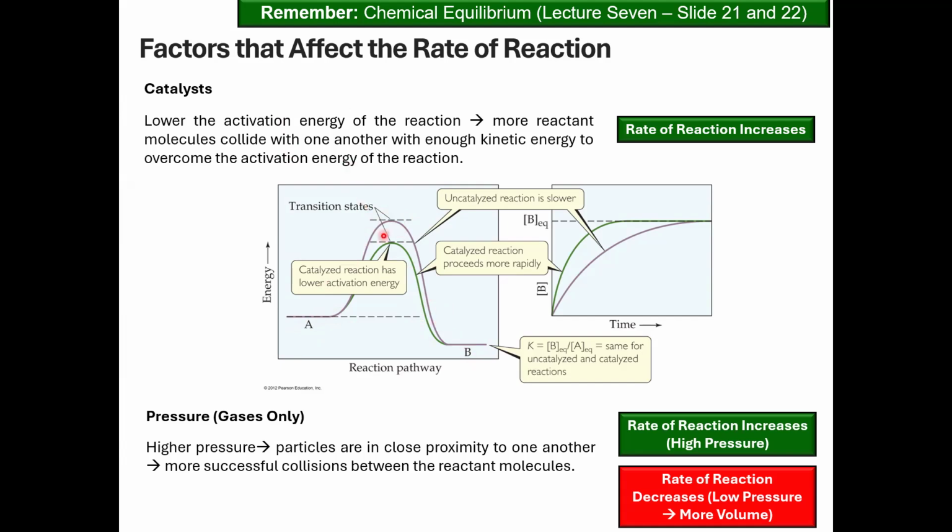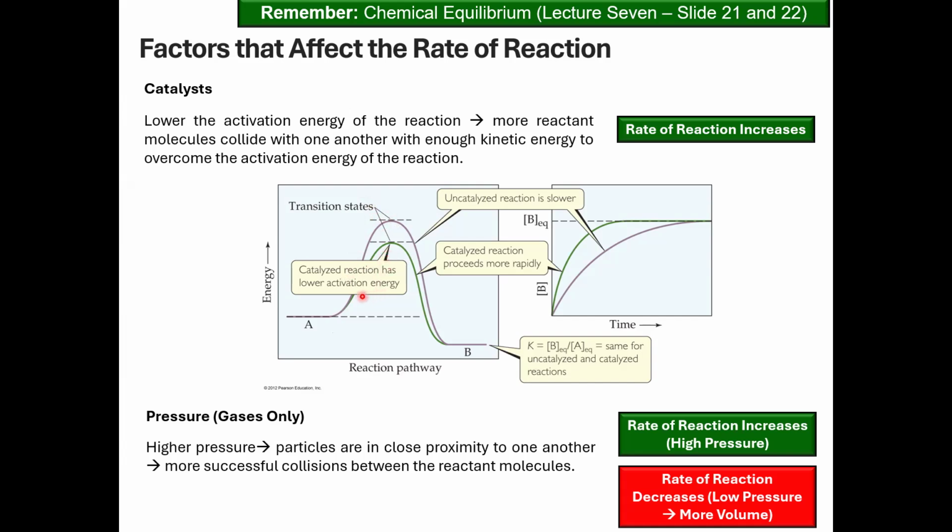So what catalysts do, and you'll notice between the two lines here, is that an uncatalyzed reaction is slower because it has a higher activation energy there. Okay. So less of our reactant molecules will actually overcome that barrier because it's too high. What a catalyst does is that it's added into the reaction, it will increase the rate and it won't be used up, so we can isolate it at the end.